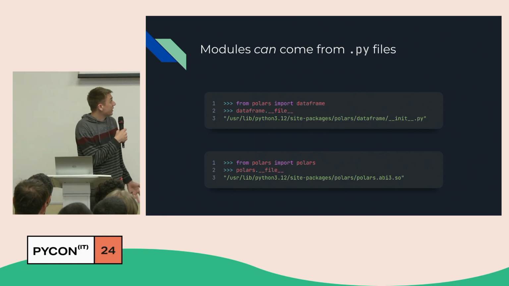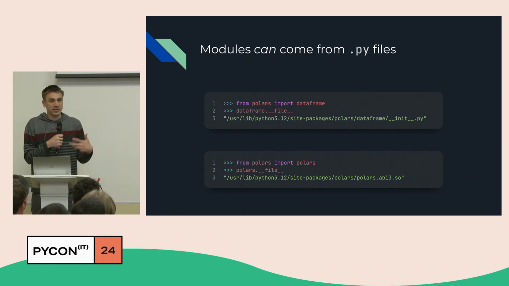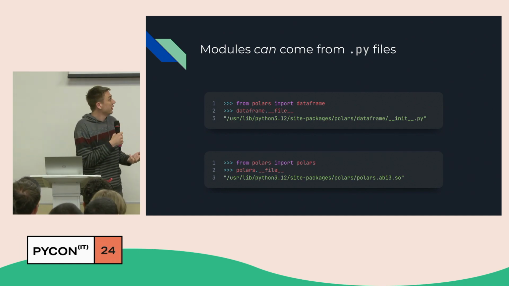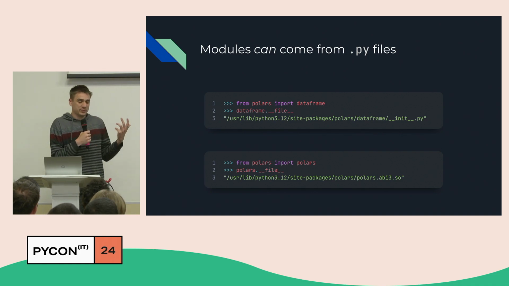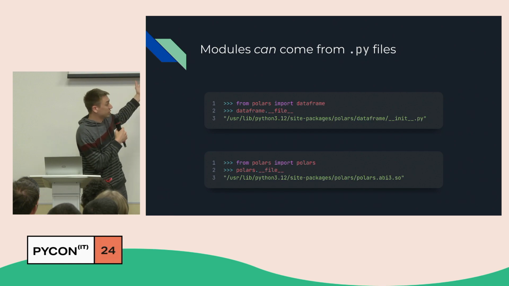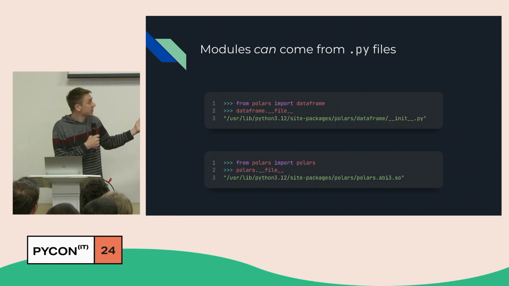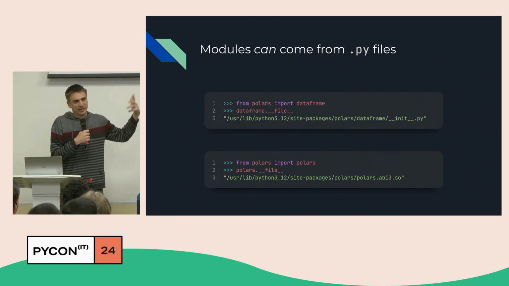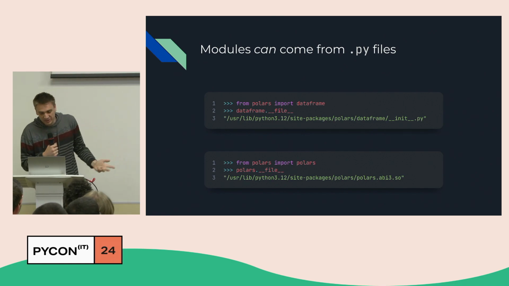Modules can come from .py files, and that's how you're typically used to seeing them. You import from a package or a module, and it's really just a source .py file on your file system. But they don't have to come from source files. They can come from compiled binaries, like in this case, polars, which is implemented in Rust behind the scenes. When you import it, it's coming from a shared object file, or on Windows, it's going to be a DLL file.